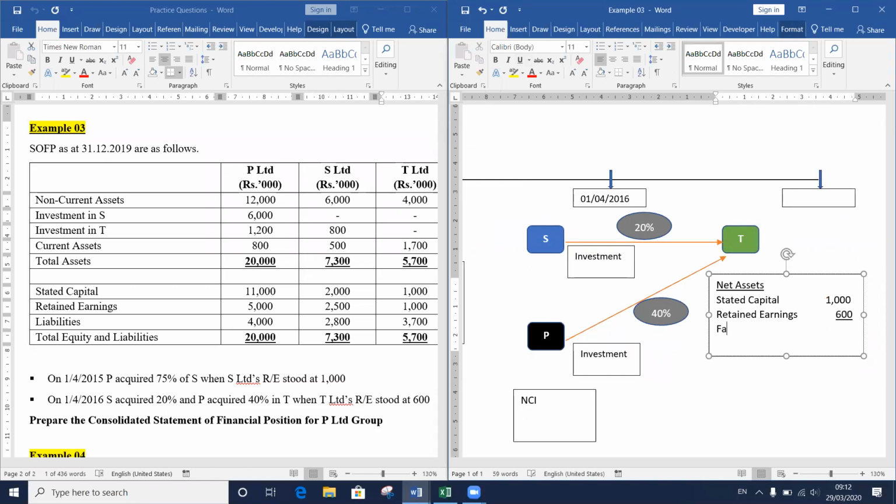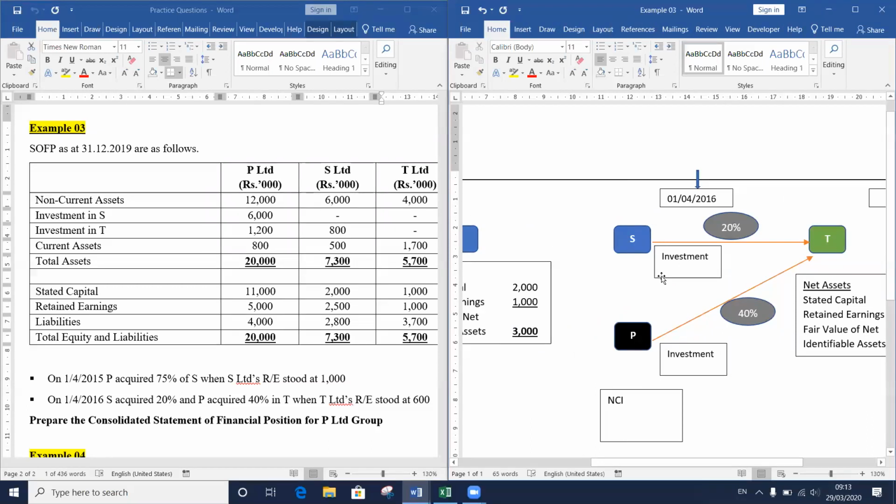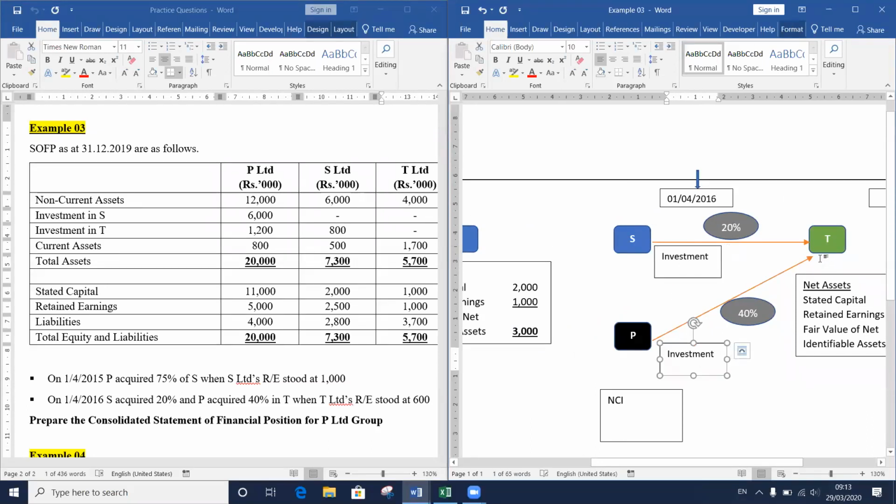Therefore, our fair value of net identifiable assets should be 1600. So here we need to know the investment values as well. In terms of T, two companies have invested. One is us, P company, which has invested in T. What is the investment amount?